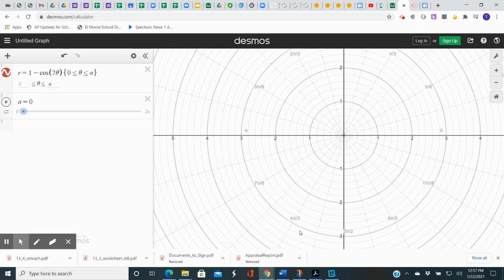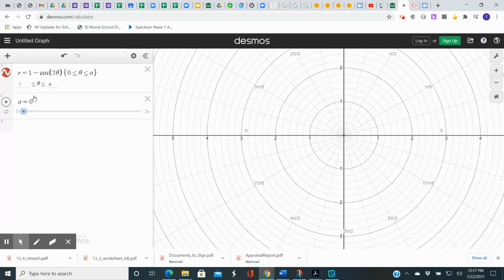So here we're looking at the polar equation r is equal to 1 minus cosine of 2 theta. And you can see what I've done here in braces. I've indicated a range for theta going from 0 to a. And when I have a there, that allows me to add a slider. And the range for theta is from 0 to a. And I have a slider.